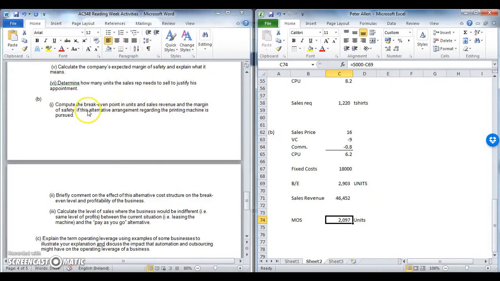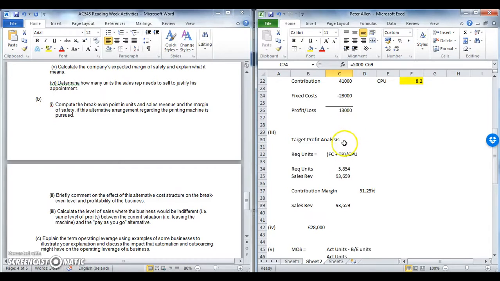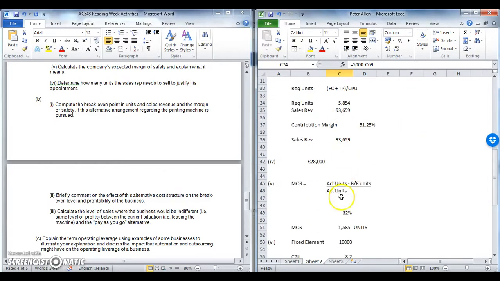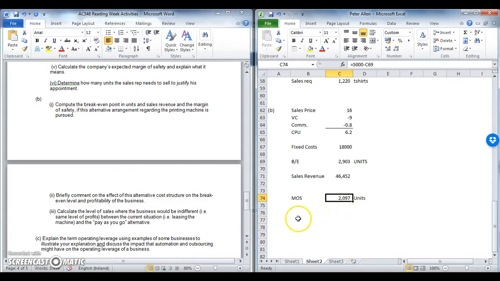So that's essentially what we're asked for with this alternative arrangement. We can compare the margin of safety in the existing setup, which we look at here, 1,500 units. The margin of safety here is actually increased, therefore similar enough to before, the risk has decreased. So we have a bigger margin of safety, a bigger buffer. So that is B part 1.